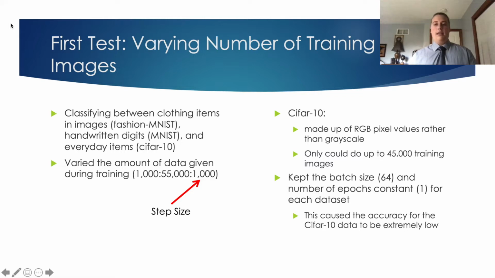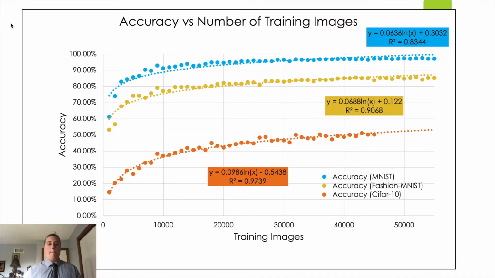And my CIFAR10, this was an issue because it was made up of RGB pixel values, so it was harder to distinguish between them. So it made the accuracy very low, and also it could only go up to 45,000 training images because it had fewer than the other 2. And again, I kept the batch size and epochs constant for each data set, but again, CIFAR10 was very low in accuracy because of this.